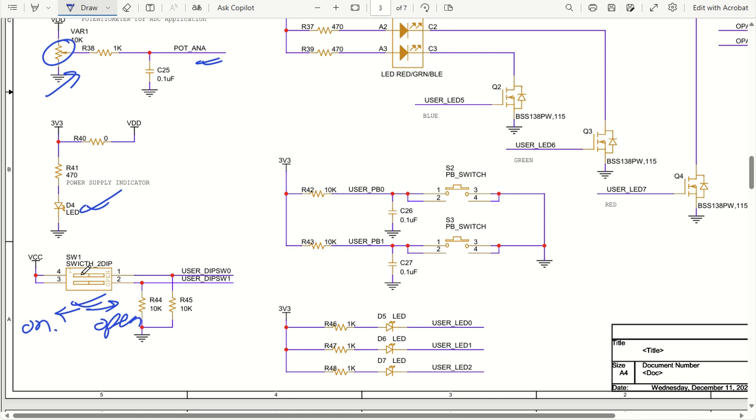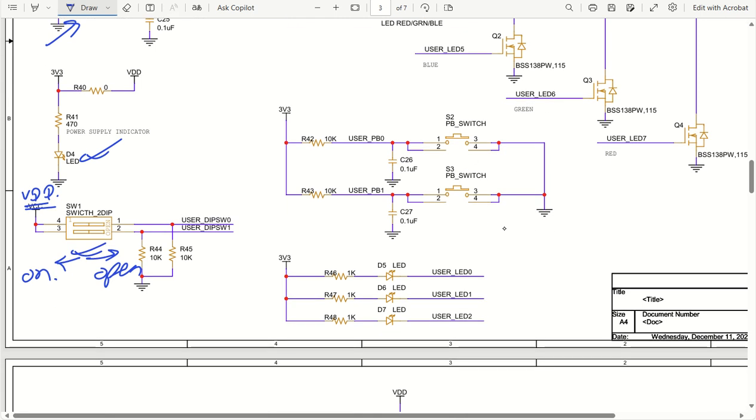Once you slide the switch towards VCC, this will be on. Sorry, just make a change here. This is not VCC, this will be VDD. That is 3.3 volt. Coming back to the other part, two push buttons are used, and they have capacitors as well, so that you can remove the debouncing effects, and they are going to your user PB0 and user PB1 microcontroller IOs.